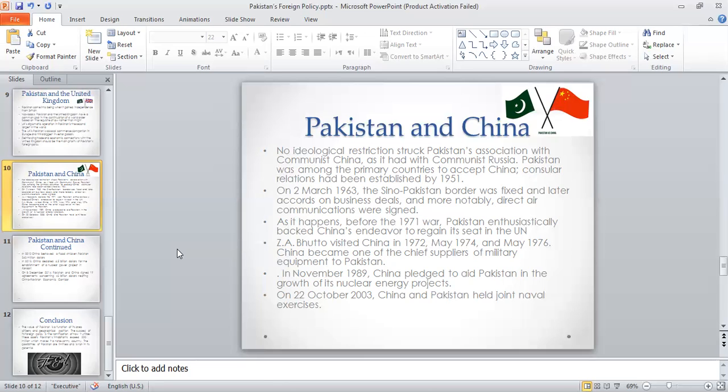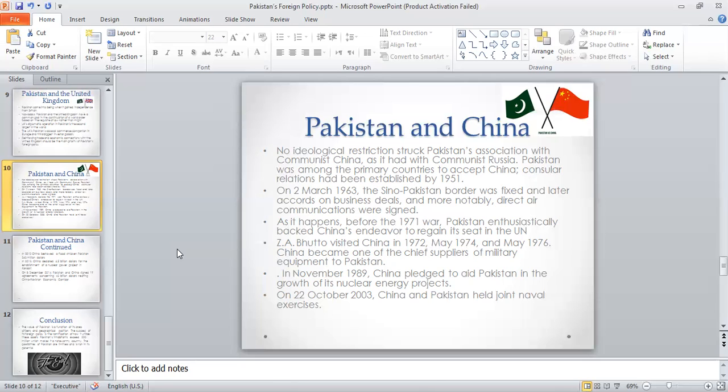As it happens, before the 1971 war, Pakistan enthusiastically backed China's endeavor to regain its seat in the UN and was against the American Two Chinas formula. Pakistan cast its vote for the draft resolution, which made China a member of the UNSC and got Taiwan removed from the UN. Zulfikar Ali Bhutto viewed Sino-American relations as an essential element in shaping Pakistan's orientation in Asia.